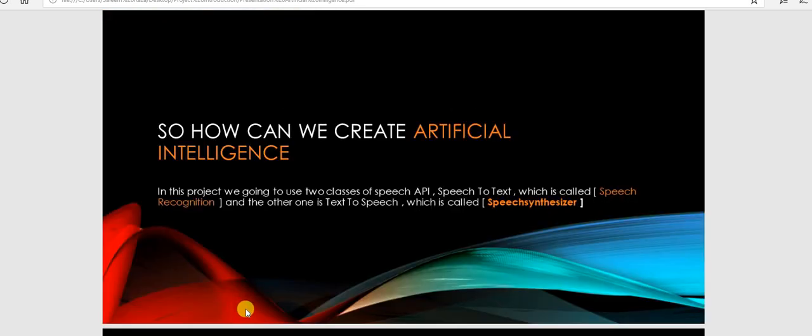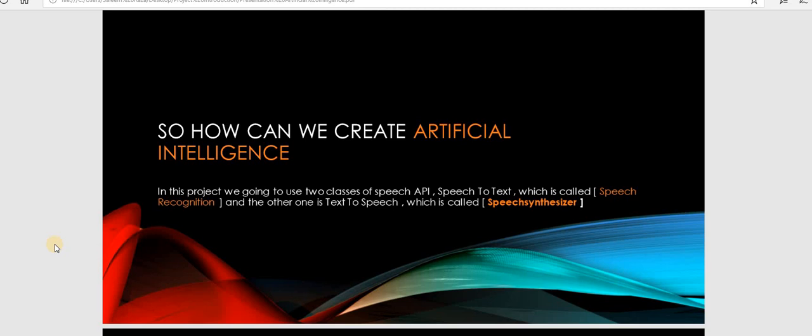So, how can we create an artificial intelligence? In this project, we are going to use two classes of speech API. Speech to text, which is called speech recognition, and the other one is text to speech, which is called speech synthesizer. A speech synthesizer is an artificial simulation of human speech by a computer or other device. The counterpart of voice recognition, the speech synthesizer is mostly used for translating text information into audio information, and in applications such as voice-enabled services and mobile applications.